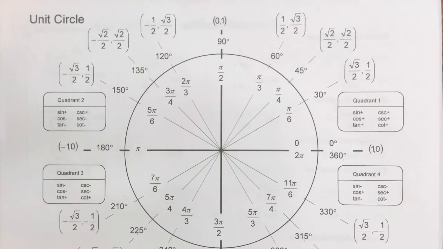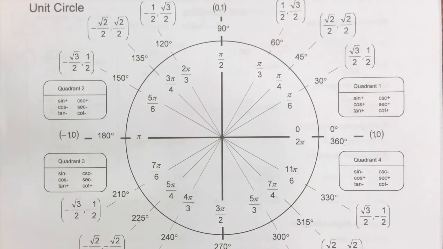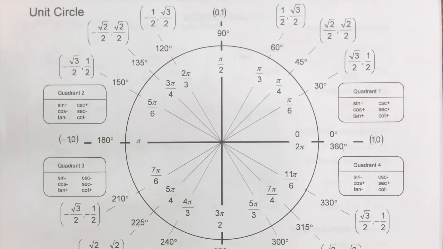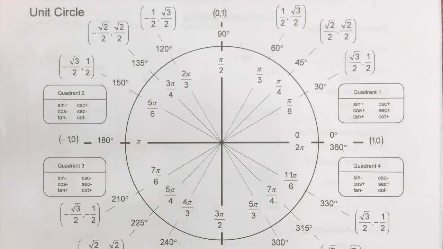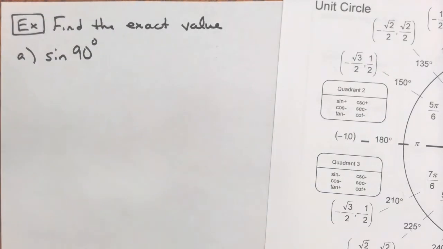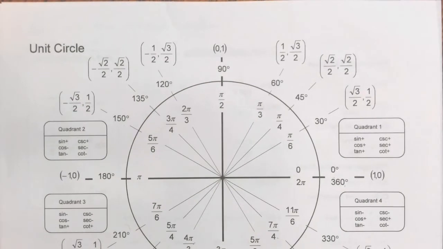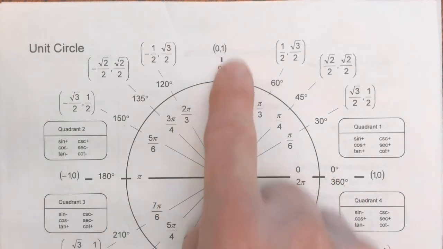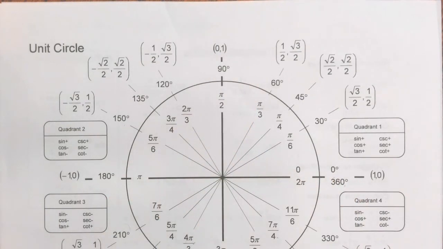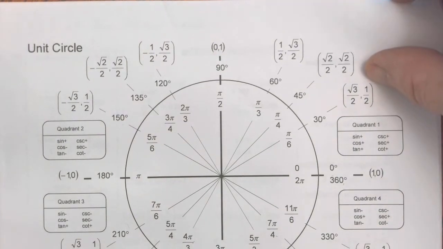We have a unit circle, which is a circle that has a radius of 1 with a whole bunch of different information on it. And what I would do is I would start by taking a look at your angle and then seeing where on your unit circle that angle lies. If your angle is on either the x-axis or the y-axis, then I would approach this problem this way.